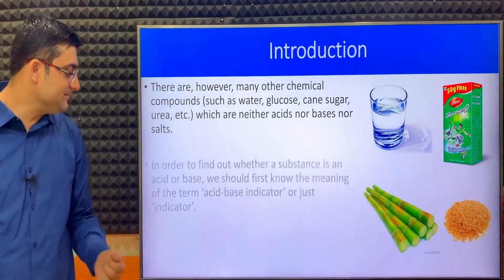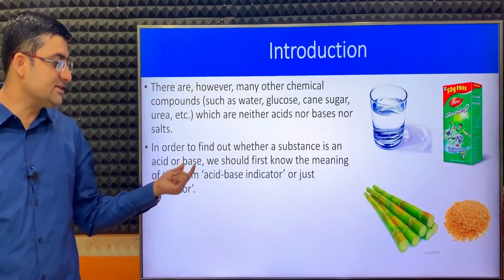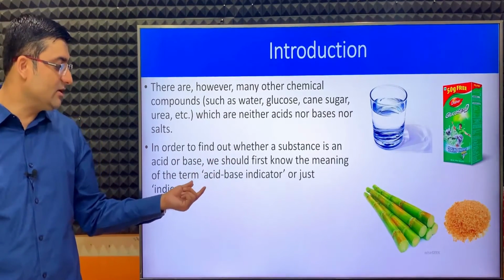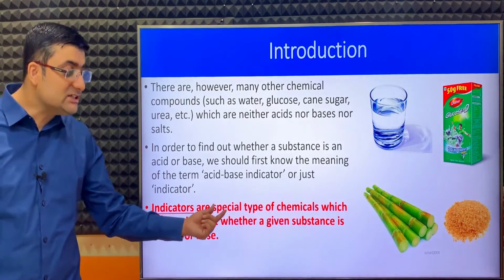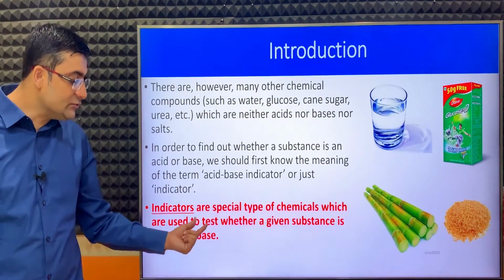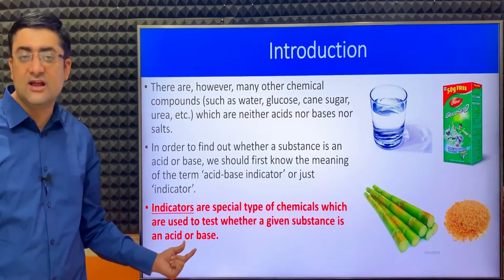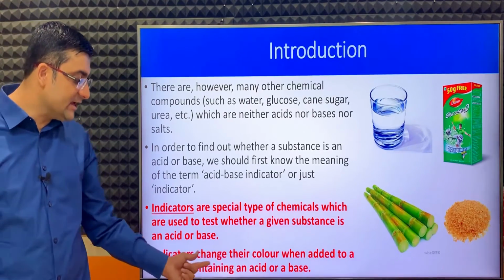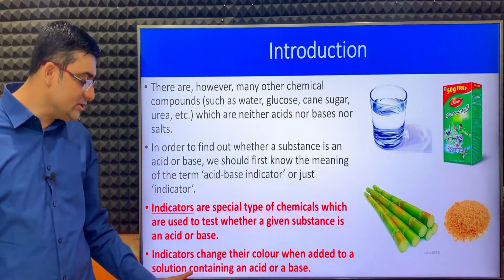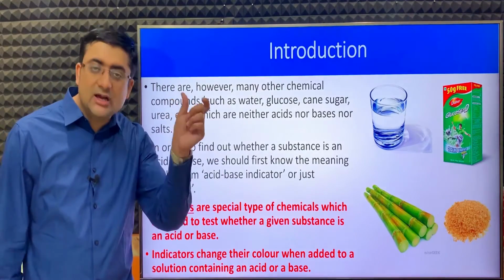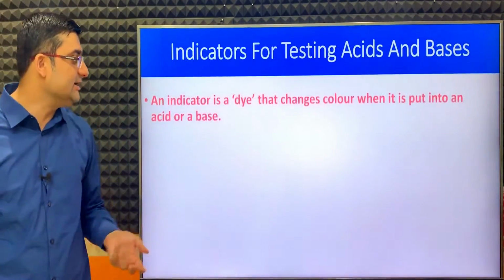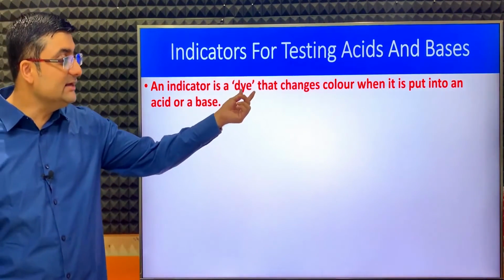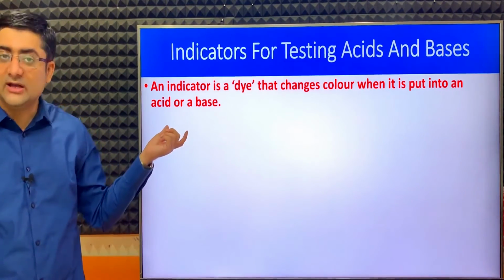So let's read about it. In order to find out whether a substance is an acid or base, we should first understand the meaning of the term acid-base indicator or just indicator. Indicators are special type of chemicals which are used to test whether a given substance is an acid or a base. Indicators change their color when added to a solution containing acid or base. So based on the color, we can figure out whether it's an acid, base or neither. Is this clear? An indicator is basically a dye that changes color when put into acid or base.